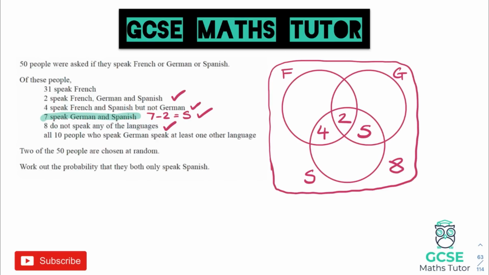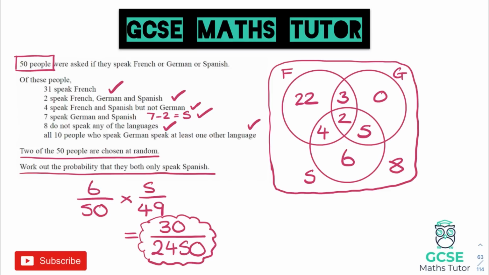So this one here, we had a particular line that said 4 speak French and Spanish but not German, which allowed us to put it in straight away. But then it said 7 speak German and Spanish, but it didn't say but not French. So we had to also incorporate the fact that there was already a number right in the middle of the Venn diagram. So you need to go through very carefully, figuring out any missing numbers, and then if you're asked any probability, don't forget your probability rules.